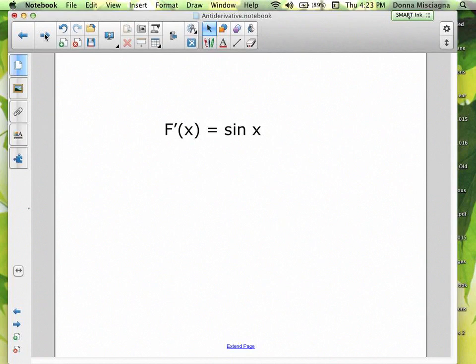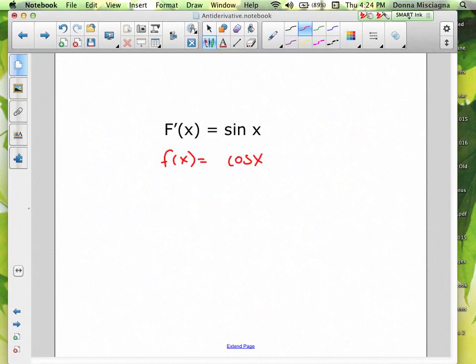Okay, so the derivative is sine x. What function has sine x as its derivative? Write down your answer. Okay, welcome back. If you wrote down cosine x, you're only partially correct. It would have to be negative cosine x, because the derivative of cosine x is negative sine x, and the two negatives would cancel, giving us positive sine x.